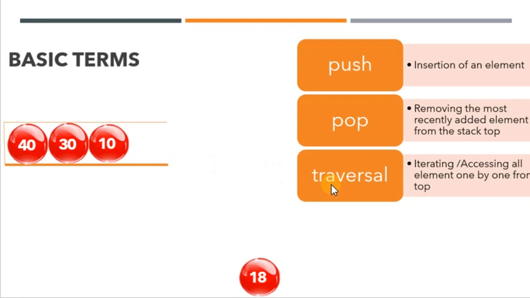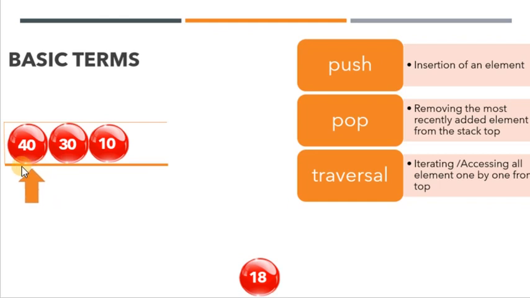So you can see from where the traversal should begin, from the stack top. 18 is removed, 10 is remaining, 30 and 40 elements are there. If I'm going to traverse them, I should start from 10, then 30, and then of course 40.